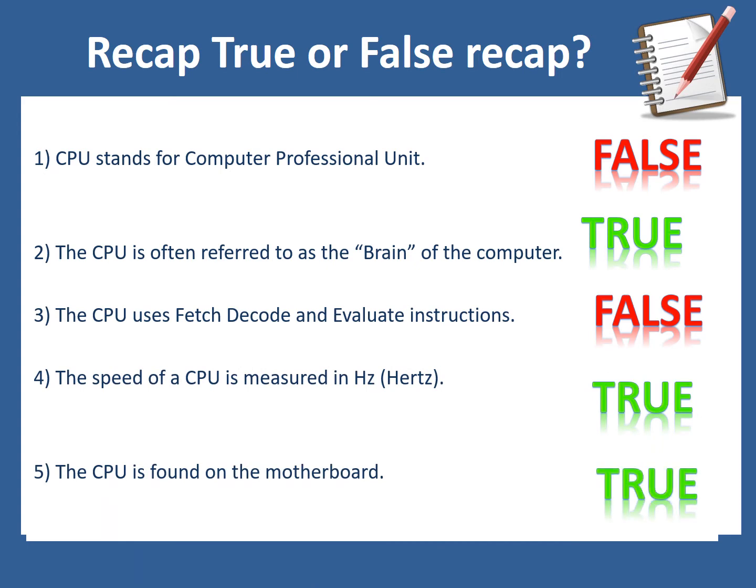Here are the answers. The CPU doesn't stand for the Computer Professional Unit, so that was false. Number 2 was correct. It's sometimes referred to as the brain of the computer. Number 3, it doesn't use fetch, decode and evaluate instructions. It uses fetch, decode and execute instructions. Number 4, the speed of the CPU is measured in hertz, so that was correct. Hertz is sometimes abbreviated to Hz with a capital H. And number 5, the CPU is found on the motherboard, which is true.